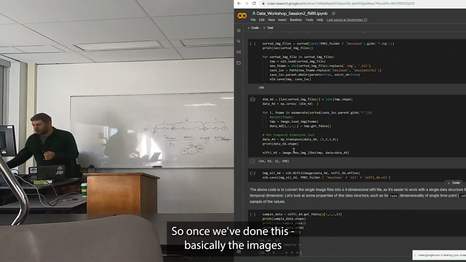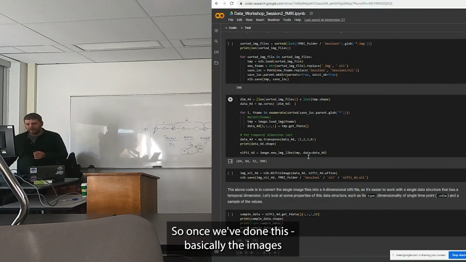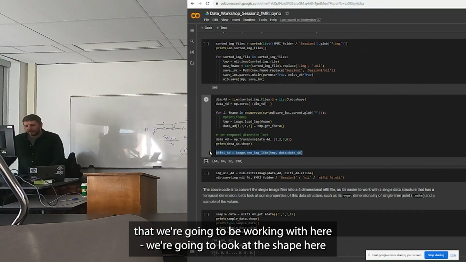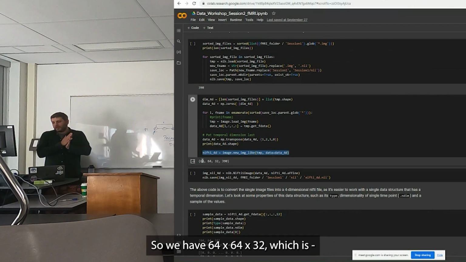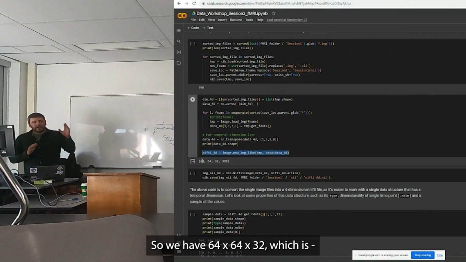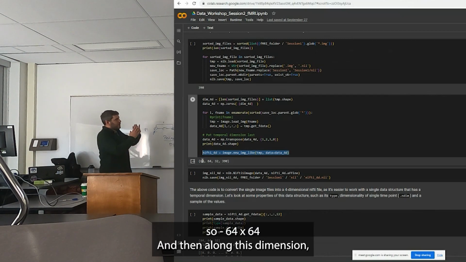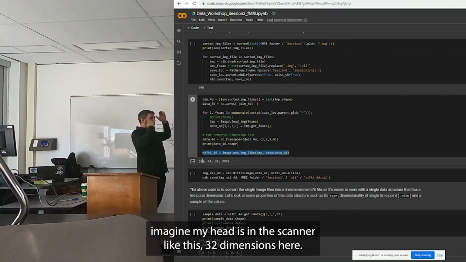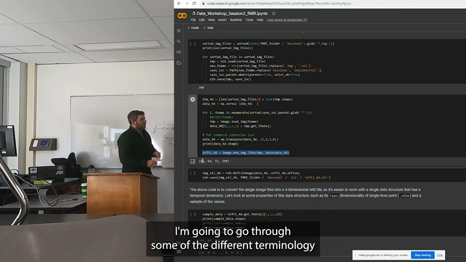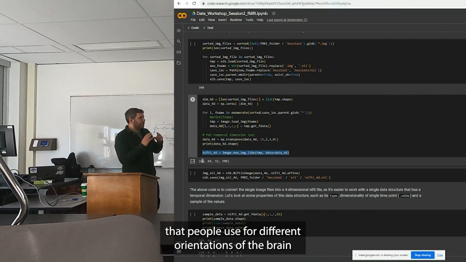So once we've done this, the images that we're going to be working with here, we're going to look at the shape. So we have the 4-dimensional nifty image. We have 64 by 64 by 32, so 64 dimensions and 64, and then along this dimension, imagine my head is in the scanner like this, we have 32 dimensions here. I'm going to go through some of the different terminology that people use to look at different orientations of the brain.